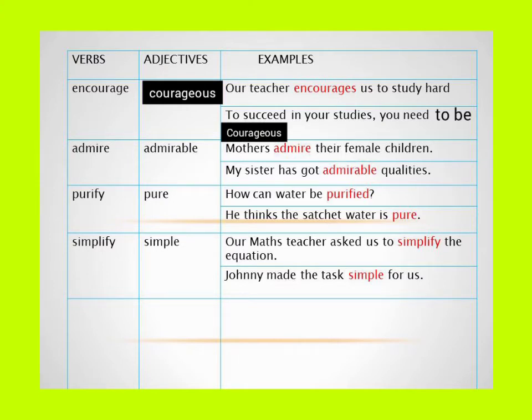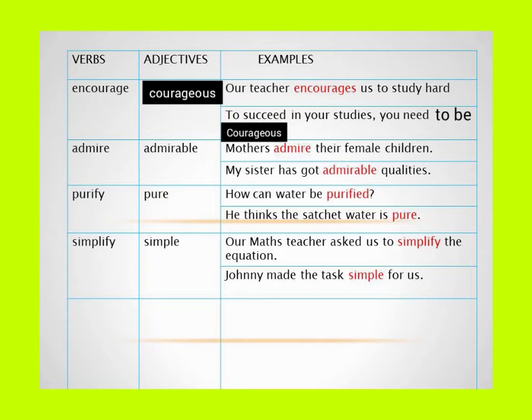So in the sentences, we have our teacher encourages us to study hard. Encourage, in this case, is a verb, an action taken by the teacher to motivate the children. To succeed in your studies, you need to be courageous. Courageous in this example is an adjective that talks about quality.